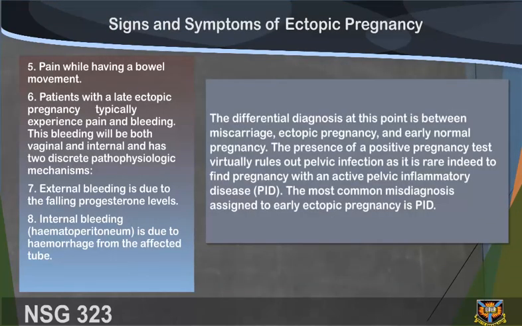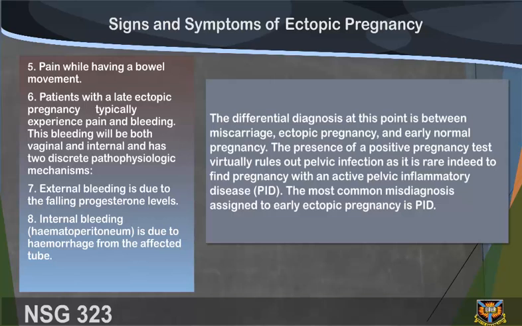5. Pain while having a bowel movement. 6. Patients with a late ectopic pregnancy typically experience pain and bleeding. This bleeding will be both vaginal and internal and has two discrete pathophysiologic mechanisms. 7. External bleeding is due to the failing progesterone levels. 8. Internal bleeding, hematoperitoneum, is due to hemorrhage from the affected tube.